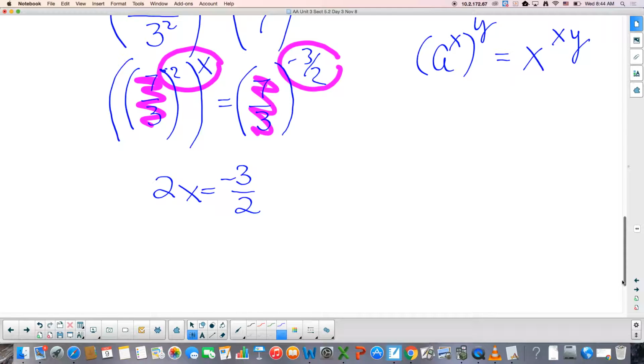Now, be careful with this one. What am I going to do? Divide by what? What am I going to divide by? The answer is not -3. I'm going to divide by 2. Where does the 2 go over here? Goes in the denominator. So what's the answer? -3/4.